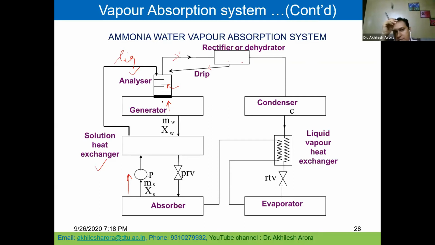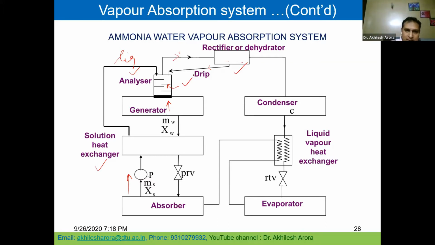If I had some other absorbent in place of water, for which the normal boiling point is 200 degrees Celsius, then I would not need this rectifier or this analyzer part, because at 100 degrees Celsius that absorbent will not boil off. So that is very important.